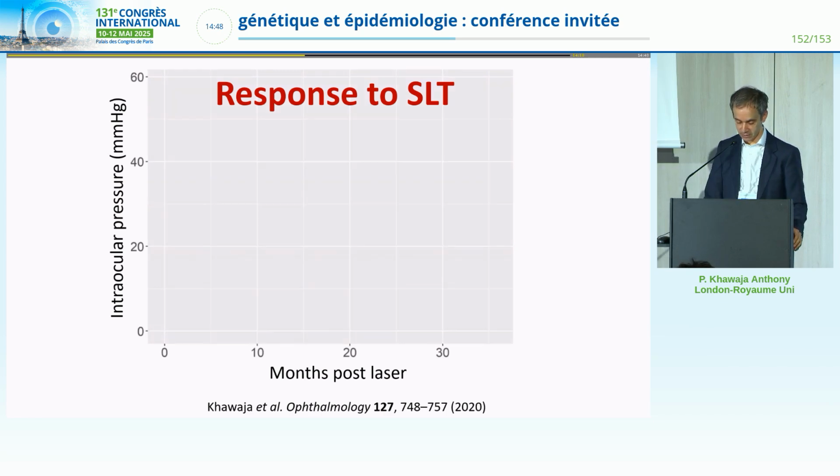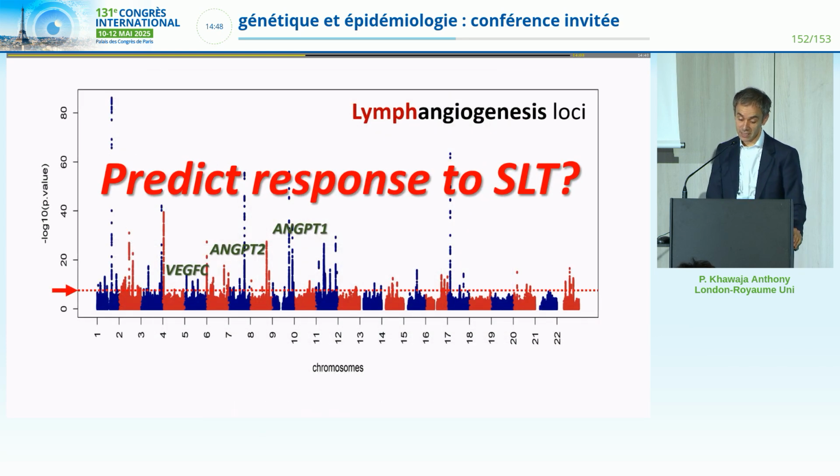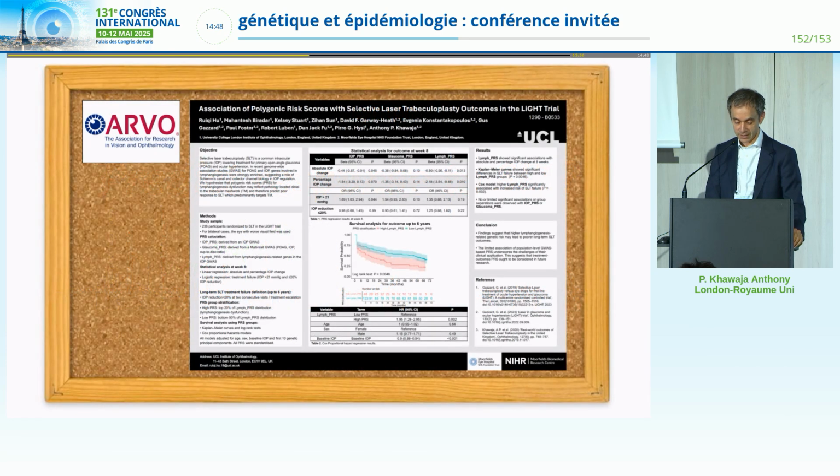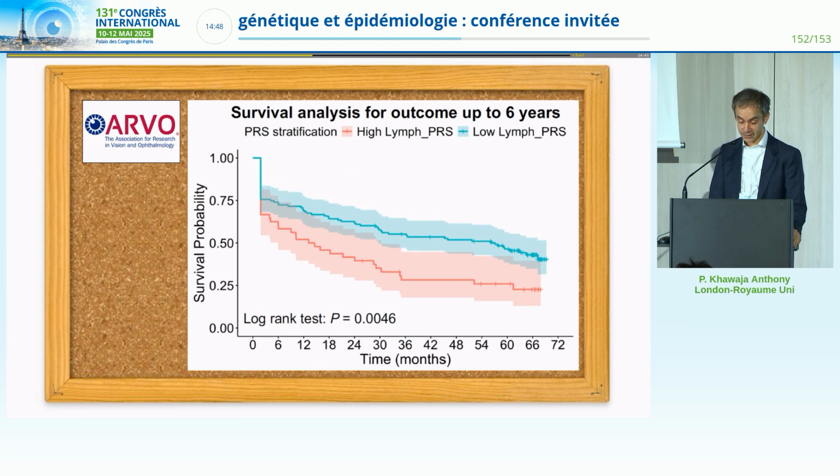It was beyond that. So the question for me, for a while, has been: can these genetic variants, or a polygenic risk score for lymphangiogenesis, predict response to selective laser trabeculoplasty? And I'm pleased to say that we presented our first results just earlier this week at ARVO, one of my current PhD students, Richie, and these are the results.